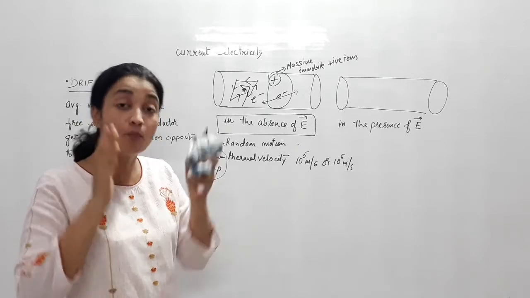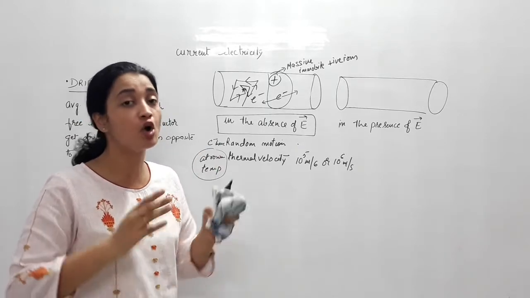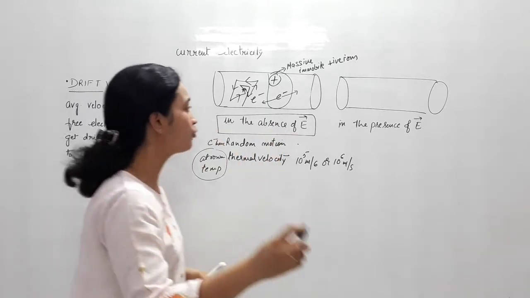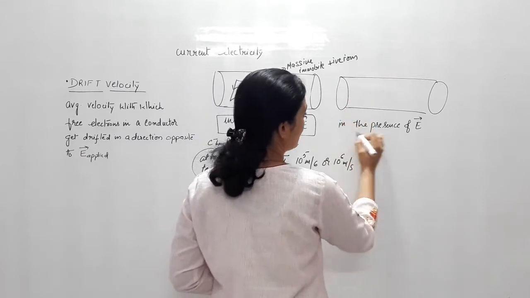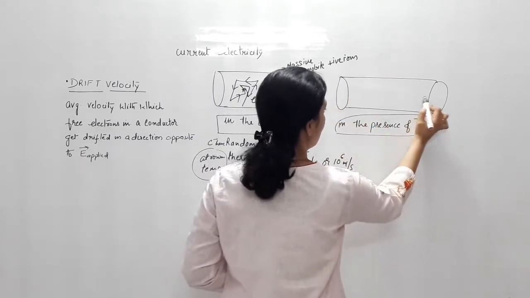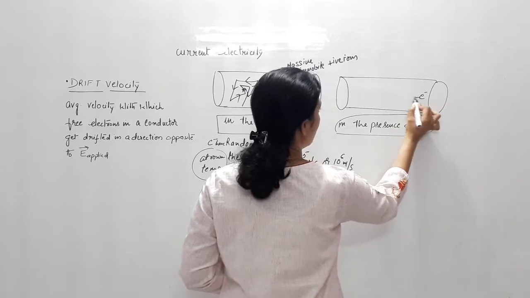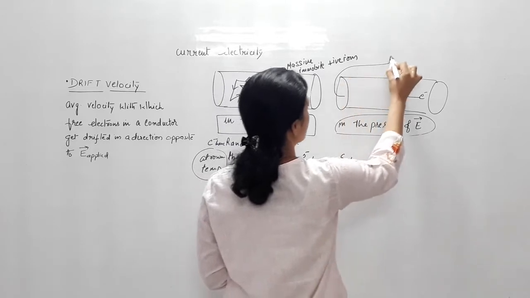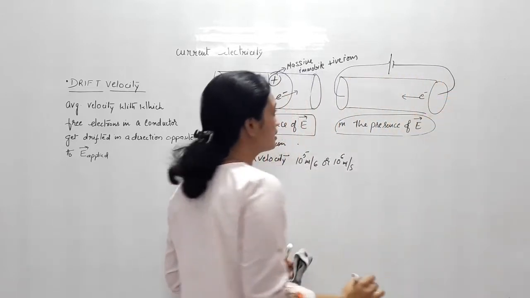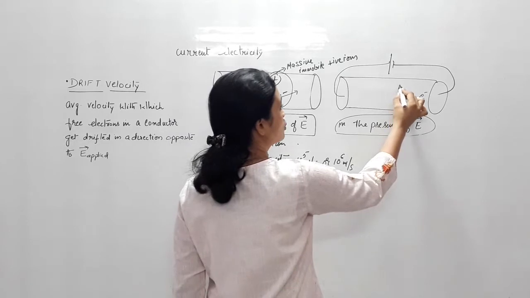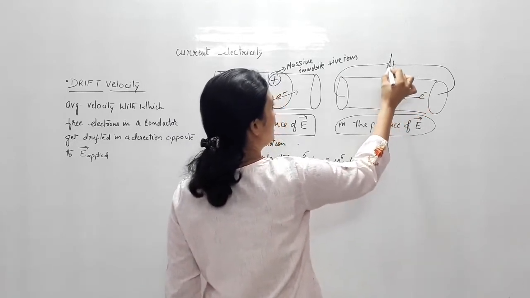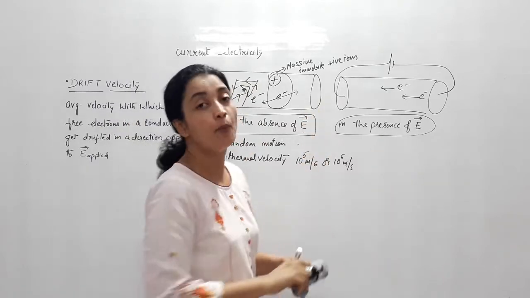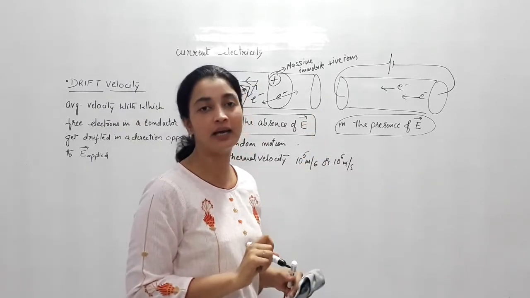They are moving with a very high speed, yet they are not following any specific direction in the absence of electric field. But what happens when you apply some electric field? In the presence of electric field, these electrons experience a force of attraction against the direction of electric field. Suppose I have connected it to an electric field like this, then all the electrons will experience a force of attraction towards the positively charged pole.